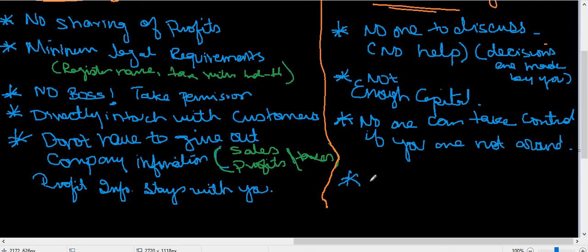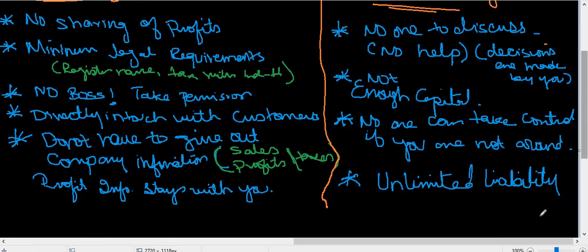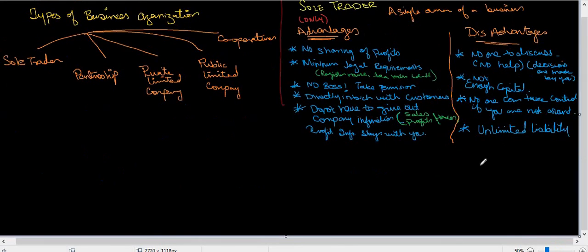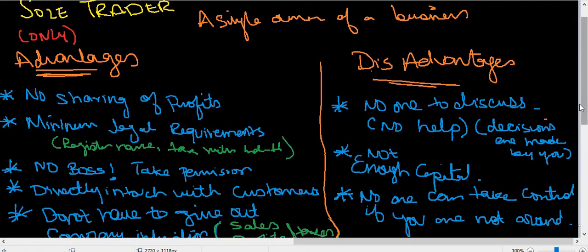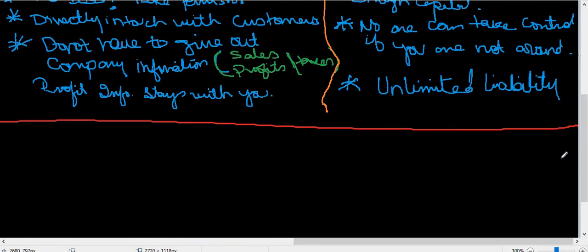The next point is you have unlimited liability. So let me explain what unlimited liability is. It's a concept that will be coming again and again in front of you, so I'll be very happy to explain this to you. You would take loans, correct? People take loans.